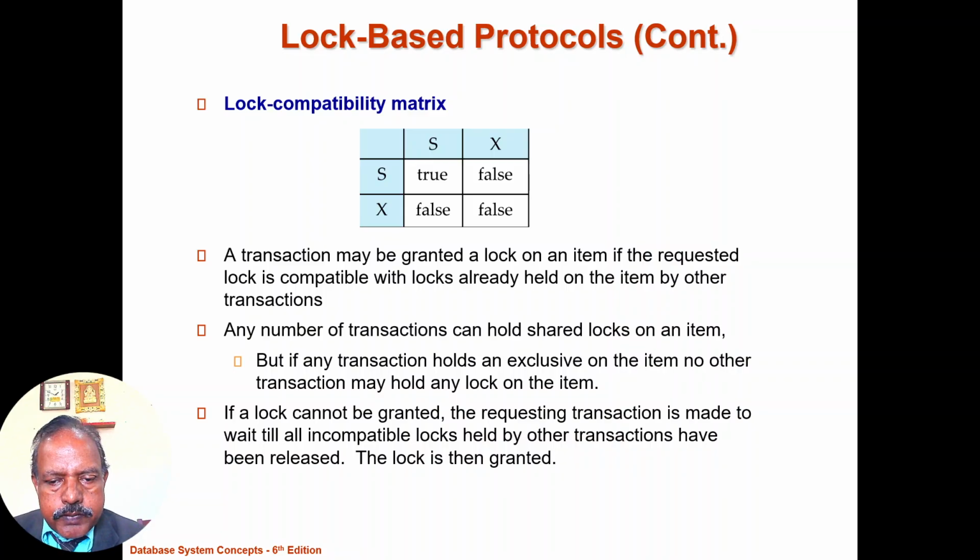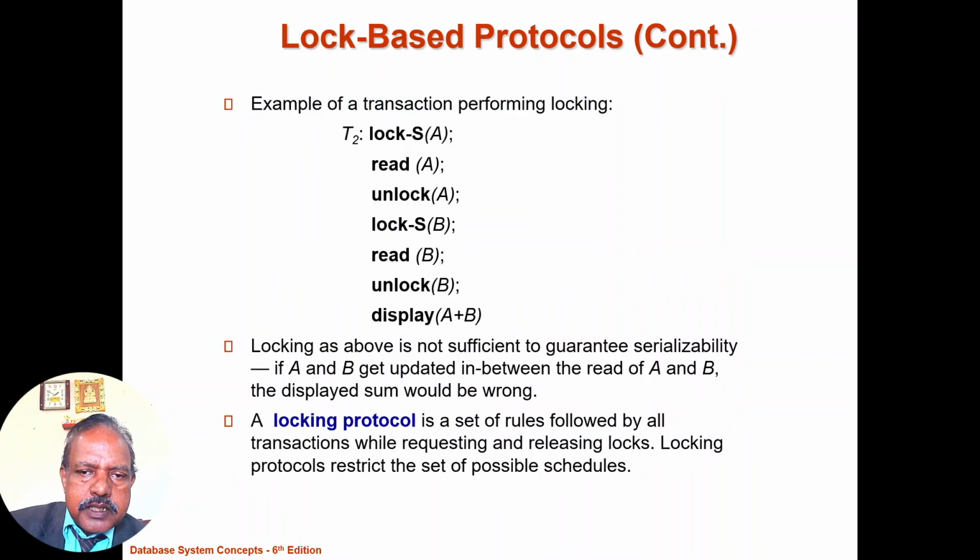That's the meaning. So if a lock cannot be granted, the requesting transaction is made to wait till all incompatible locks held by other transactions have been released. So when a lock cannot be granted, it has to wait for some time. How long will it wait? Until all the incompatible locks held by other transactions have been released. Then the lock is granted. Okay? So this is the idea.